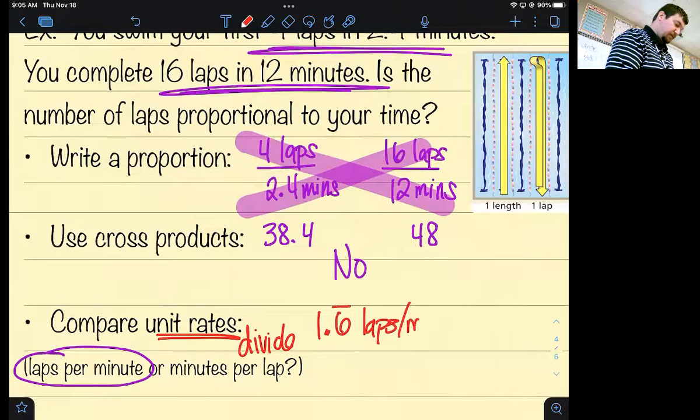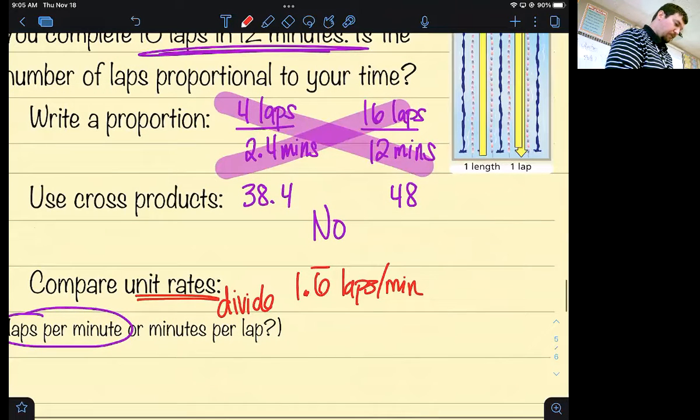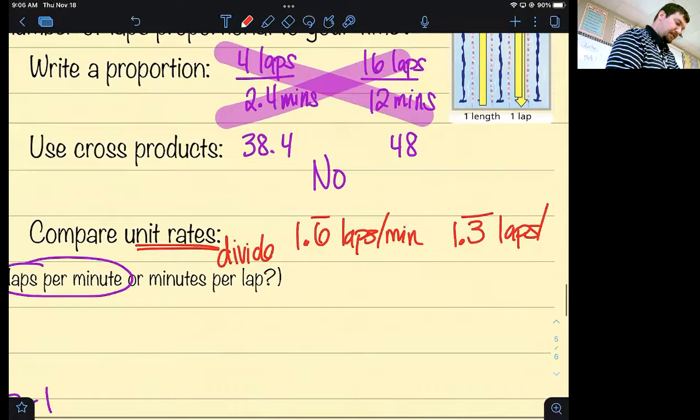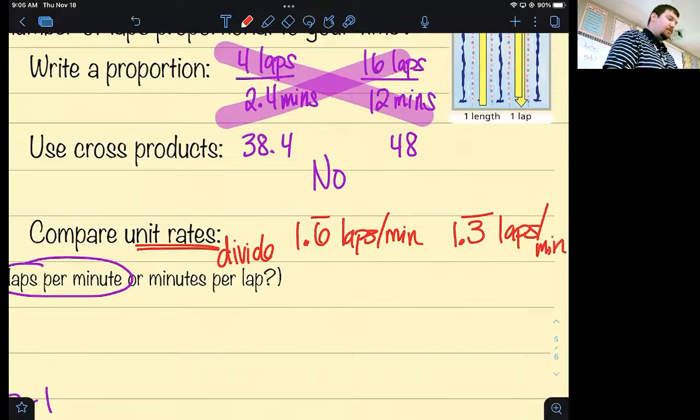Do 16 divided by 12. Is the 3 repeating this time? What's 16 divided by 12? I want to let you guys out of here if we can finish this. Is the 3 repeating? Okay. So it looks like I slowed down from 1.6 laps per minute to 1.3 laps per minute. Why do you think I slowed down? Yeah, you get tired, right? Only a machine's going to swim the same pace for 16 straight laps. That's kind of, or Michael Phelps maybe in his prime.